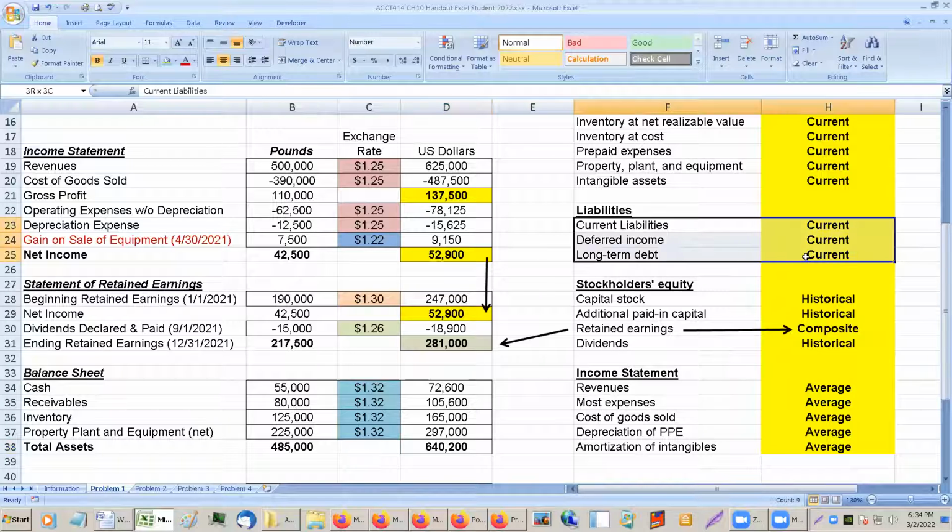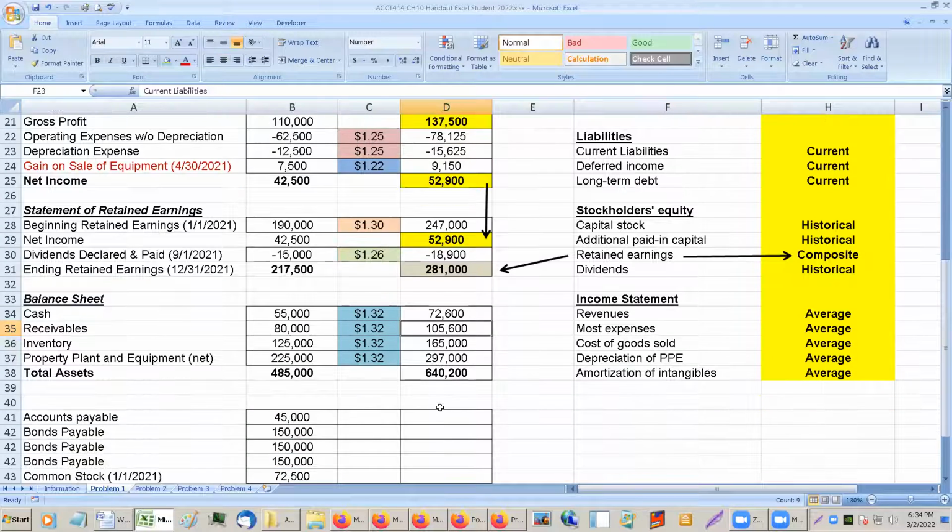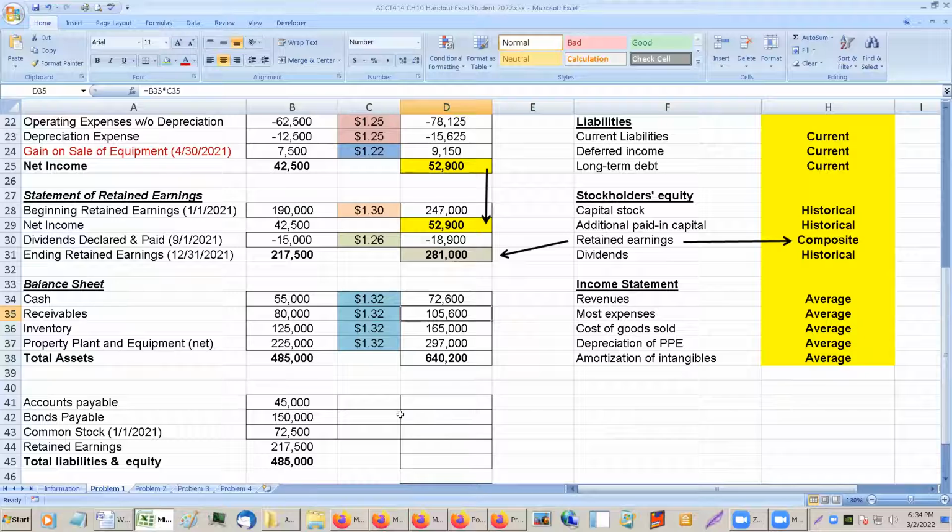The liabilities, we do that at the current rate. So coming down here, same rate. And that's kind of like if, you know, at year end, if we were to pay off these liabilities, you'd pay them off at the current rate. Because remember, this is not in US dollars.